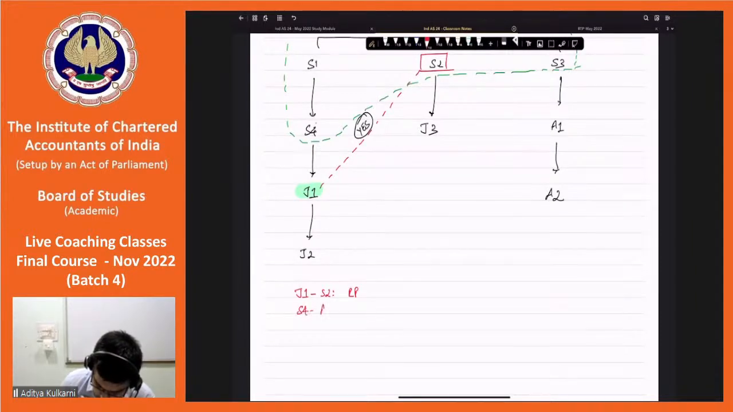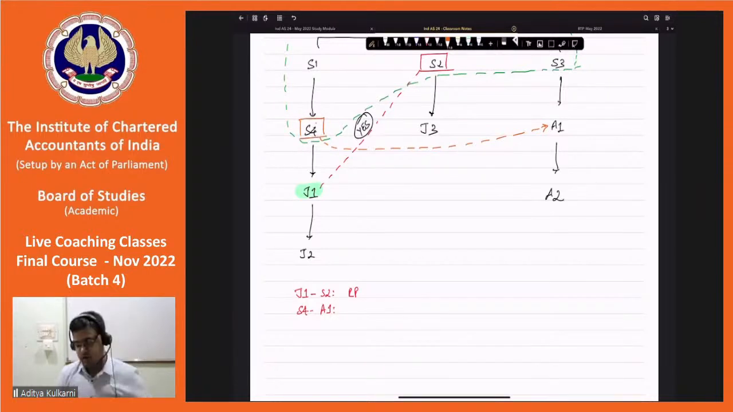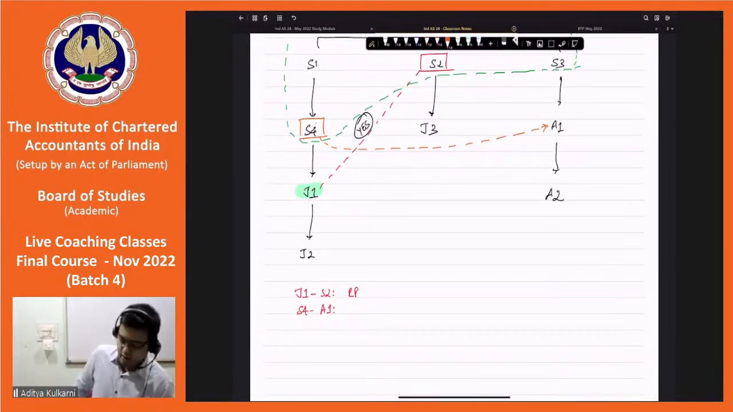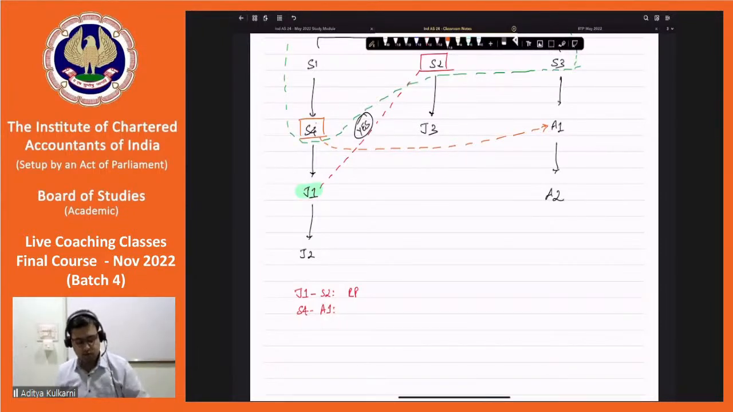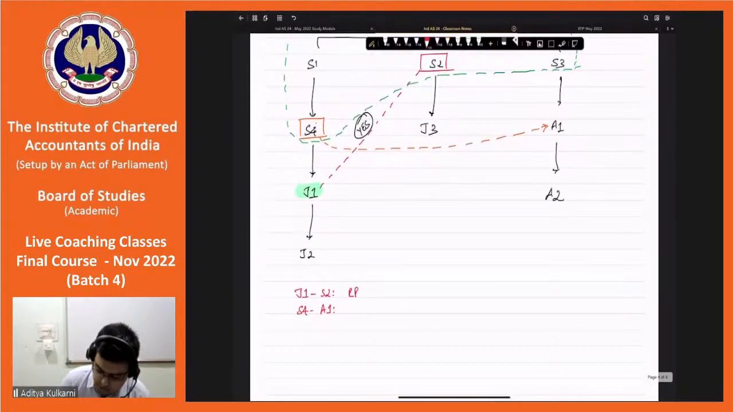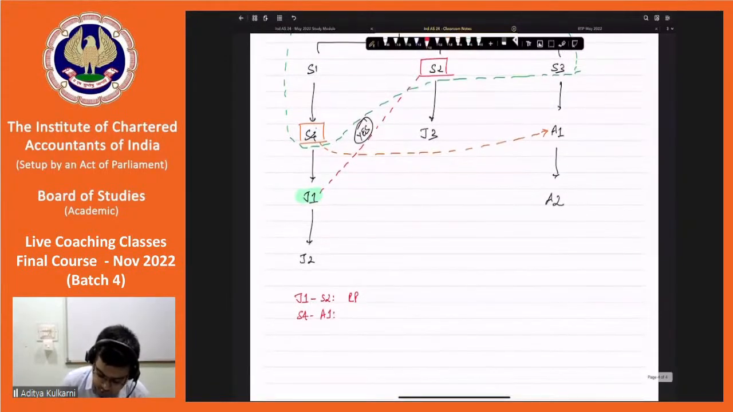S4, A1. You are preparing S4's balance sheet. So now you tell me, is A1 related to S4? Give me the answer. S4A1. You can write in your answer S4A1 dash yes.